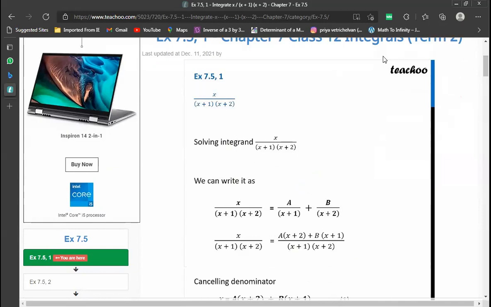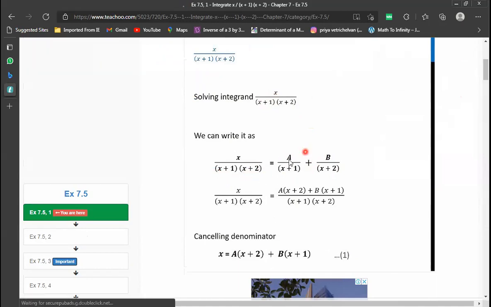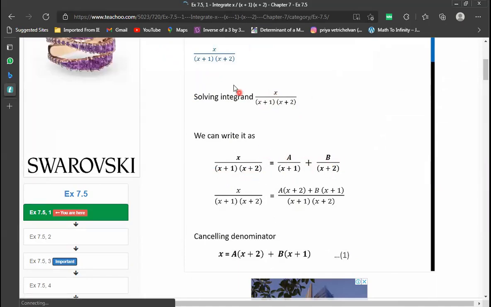Okay. So let's solve this integrand using partial fractions. So x upon x plus 1 into x plus 2 can be written as a upon x plus 1 plus b upon x plus 2. So you can split the two factors for a and b. So that is the first step.